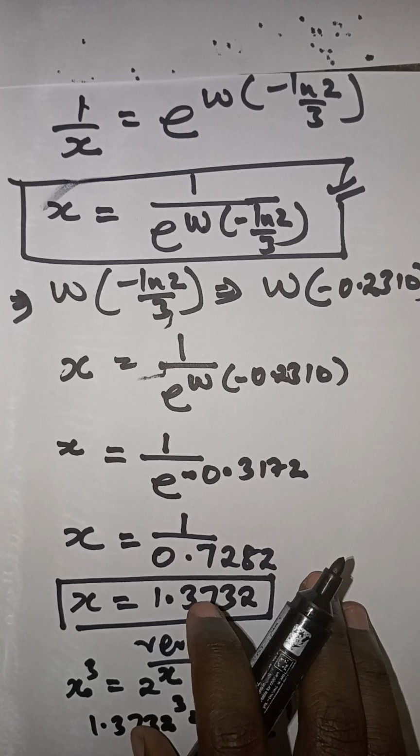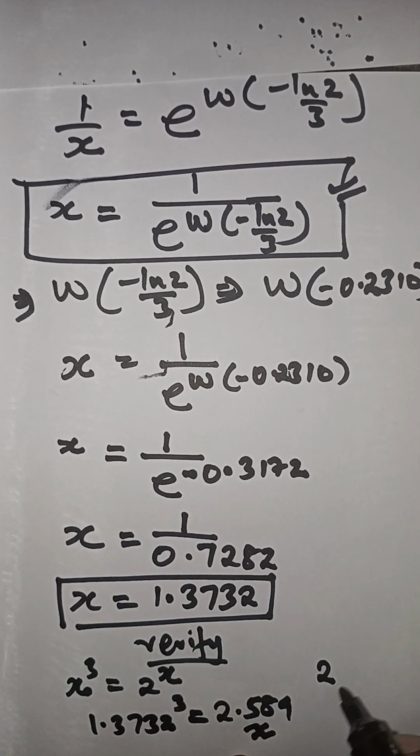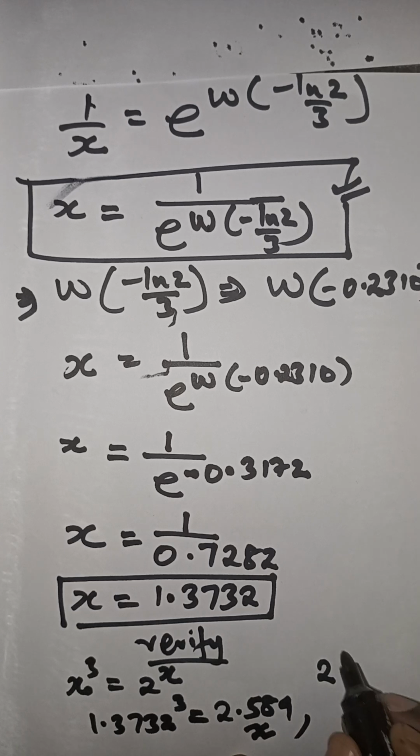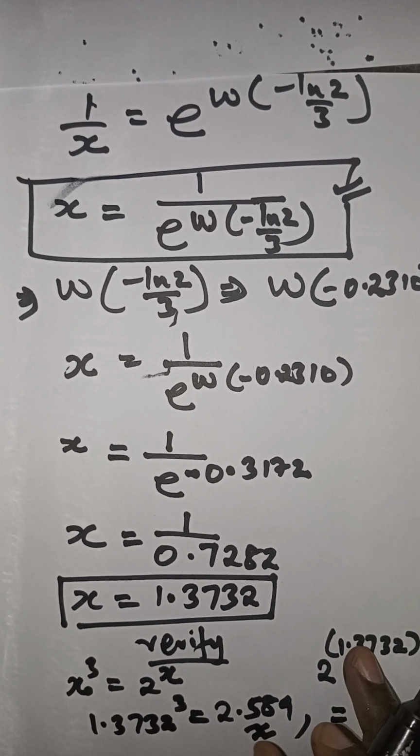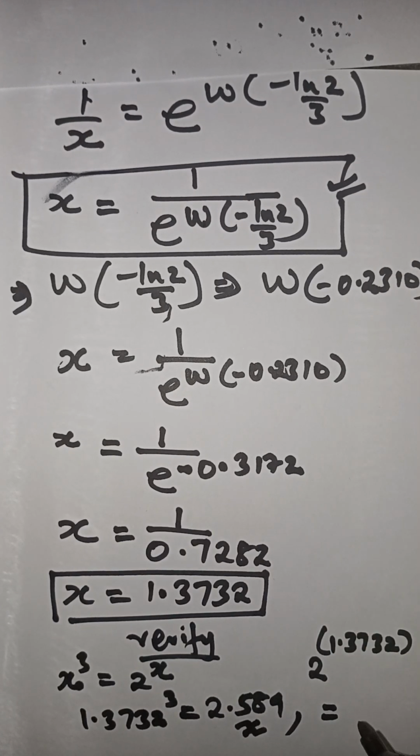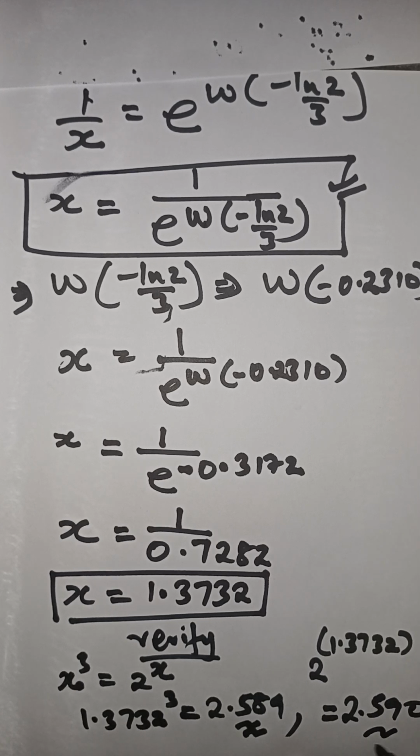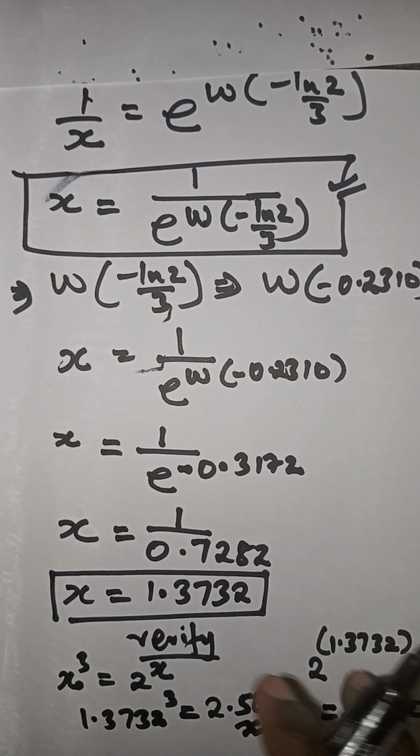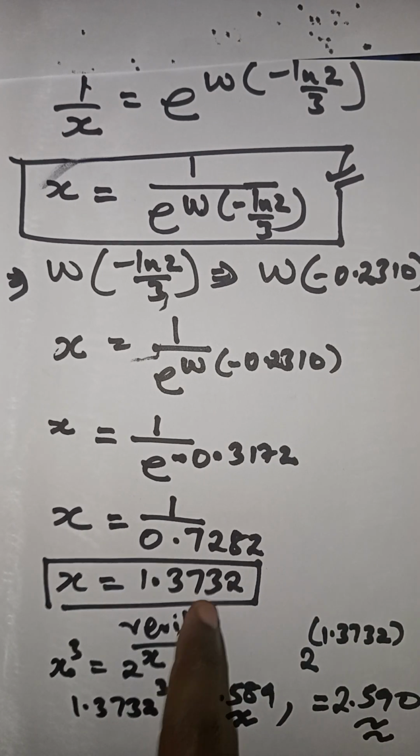You can also redo it again. Wherever I have x on this side, to the power 1.3732, computing this in your calculator, you're going to get 2.590, which gives us a clear way that the actual value of x revolves around this figure, 1.3732.